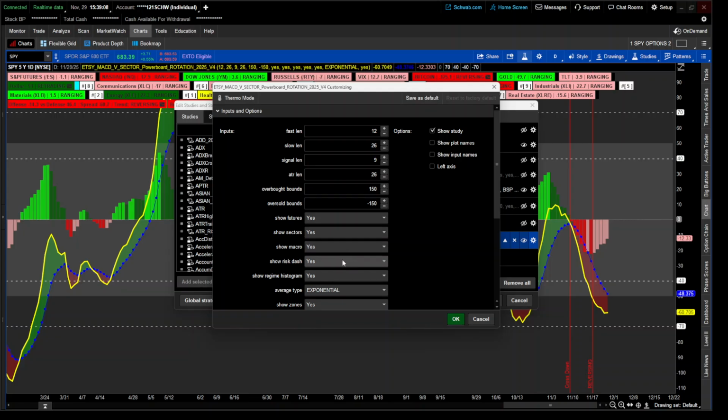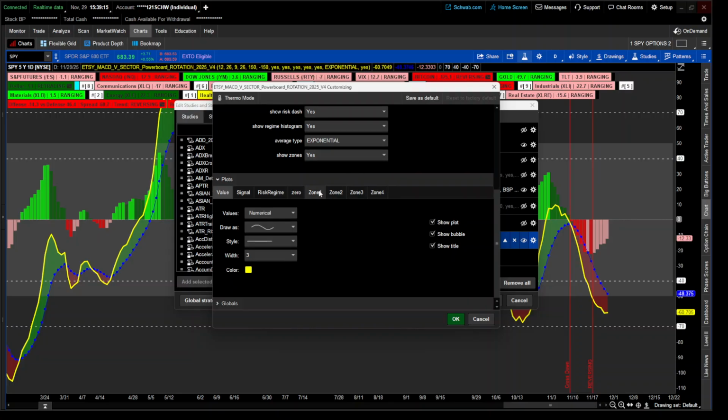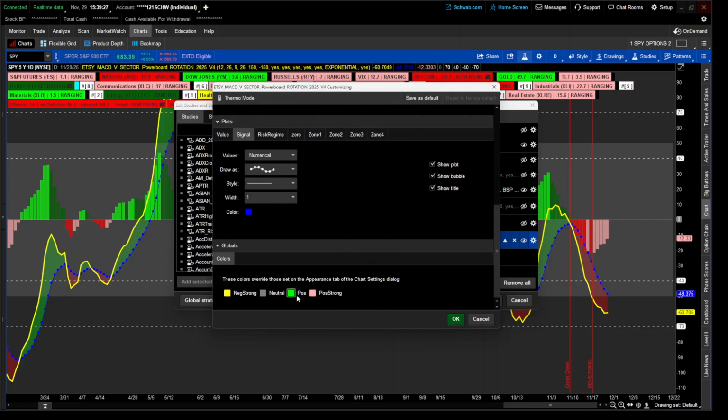You don't have to have the risk dashboard showing or the regime. You can cut off the histogram as well. And then you have a zero line, and those white lines are just the zone lines, and they're explained in the actual video as well. So your value, your signal, that just goes with the histogram.